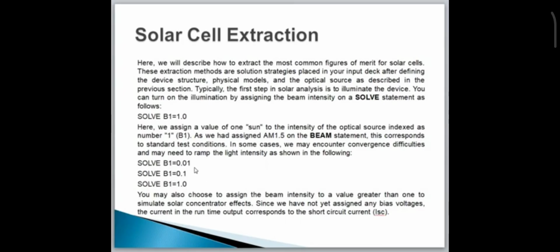Simply we can say that you are increasing the intensity value from 0.01 to 1.0. You may also choose to assign the beam intensity to a value greater than 1 to simulate solar concentrator effects. Since we have not yet assigned any bias voltages, the current in the runtime output corresponds to the short circuit current.